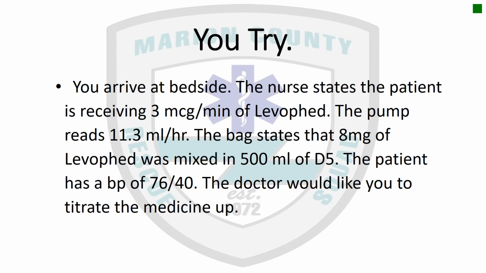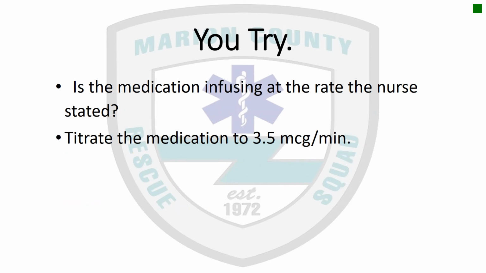So here we have a word problem. We're going to arrive at the bedside. The nurse states the patient is receiving 3 micrograms per minute of Levophed. The pump reads 11.3 milliliters an hour. The bag states there are 8 milligrams of Levophed mixed in 500 milliliters of D5. The patient has a blood pressure of 76/40, and the doctor would like you to titrate the medicine up. So the questions we need to answer for this: is the medication infusing at the rate the nurse stated? So are they getting the dose the nurse said? And now we want to titrate the medication up to 3.5 mics a minute.